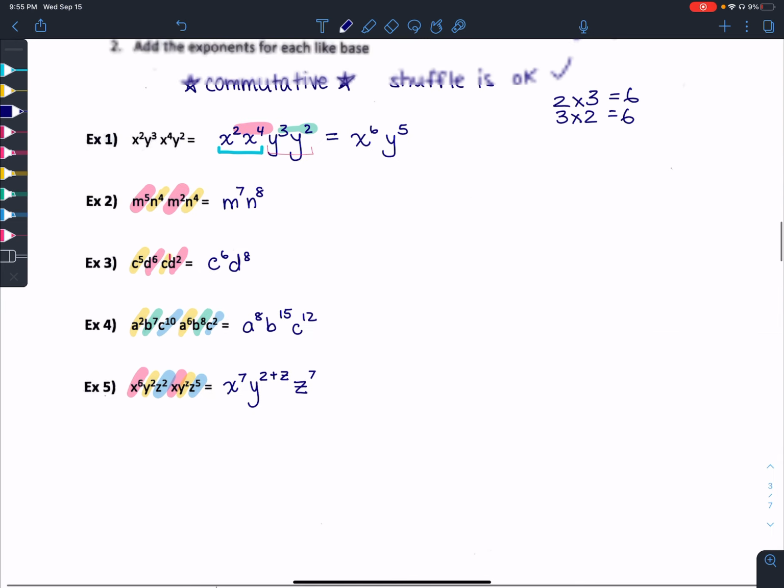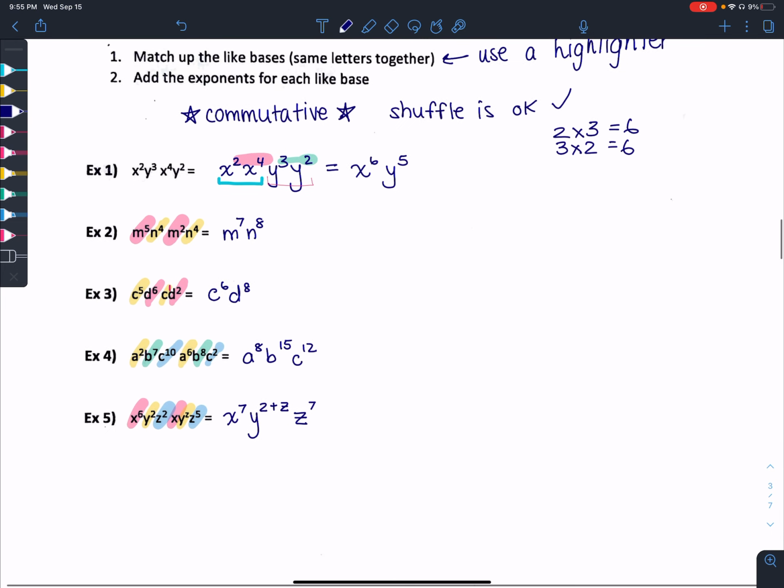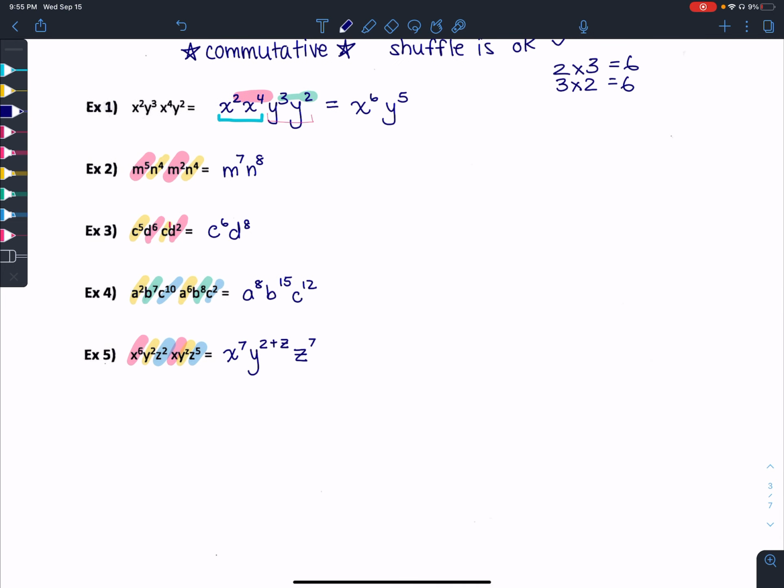Okay, so that is it for the second page. Now we're going to move on to the last page with coefficients, and that will be the end of the video.